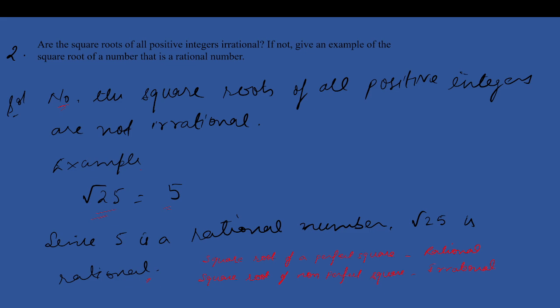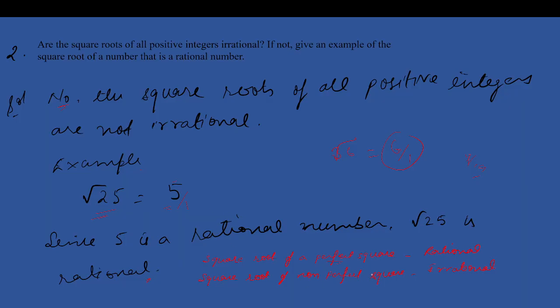How? Because the square root of a perfect square is rational. The square root of a perfect square can be written in the form of p by q. 25 is a perfect square, so how can it be written? 5. Is 5 a rational number? Yes, it can be written as 5 by 1. Similarly, the square root of the perfect square 36 is 6. Is this rational? Yes, it can be written as 6 by 1.